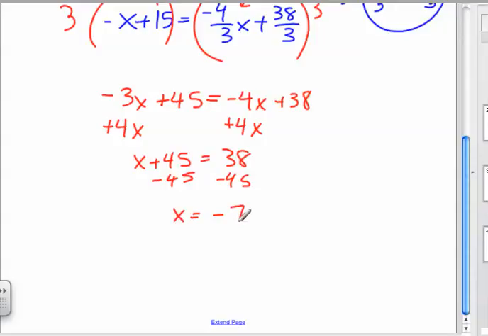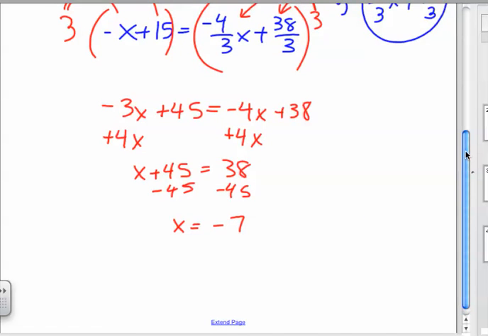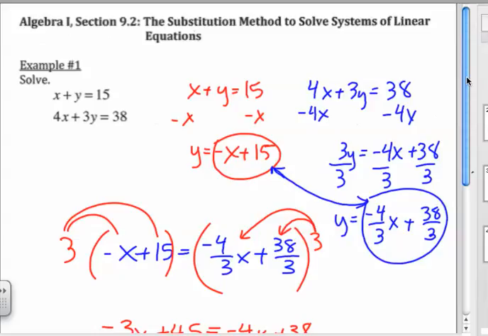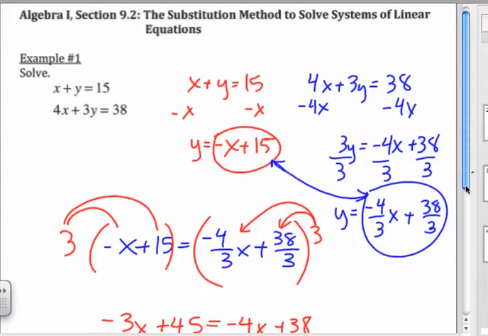How do I find the y? Arjun? Just plug it into one of the first equations. Plug it into one of these two equations. I got two equations up here that say y equals something. I'm going to choose the easiest, and that looks like the red one. Would you agree? Yeah. And x equals negative 7.